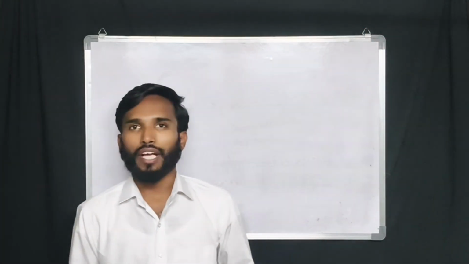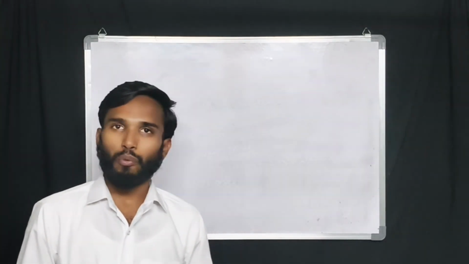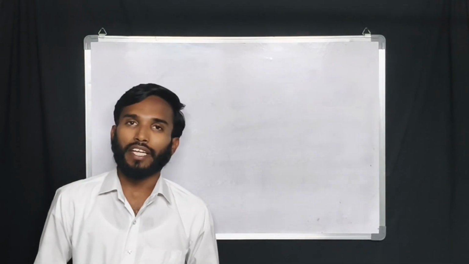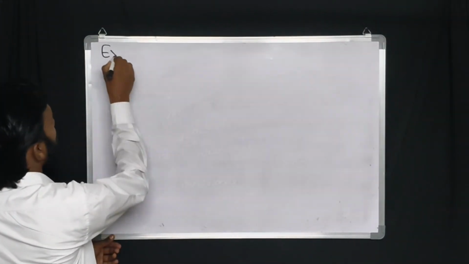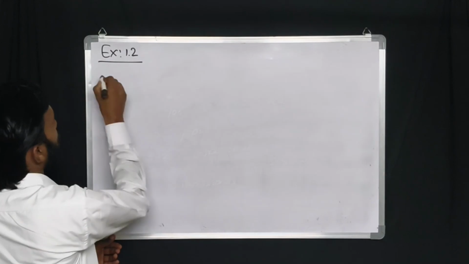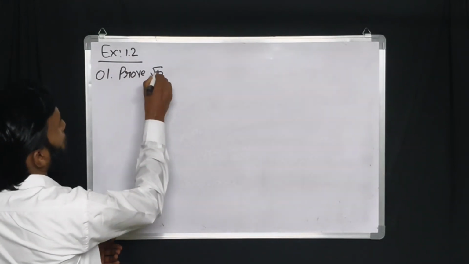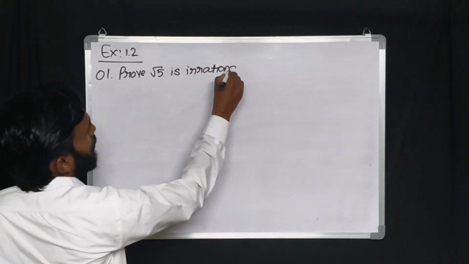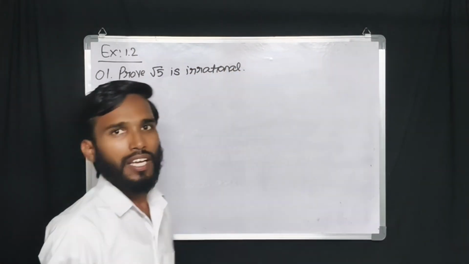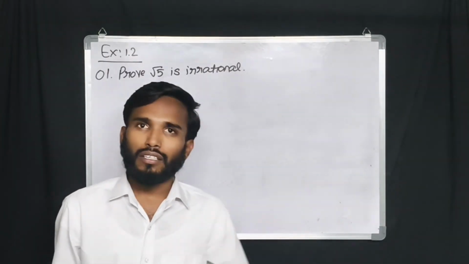As you all know, we completed our example sums which are before exercise 1.2. Now today we are going to start exercise 1.2. The very first problem is: prove root 5 is irrational. You know how to prove irrationality, like root 2, root 3, like in the previous sums.